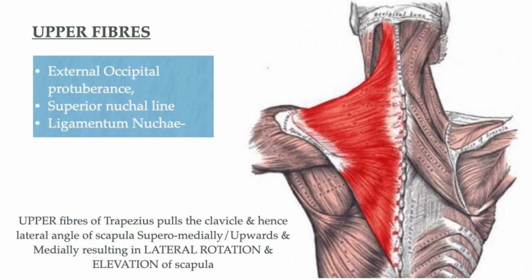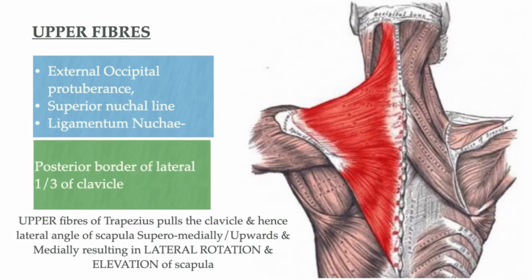We know that the upper fibers originate from the external occipital protuberance, from the medial 1/3 of the superior nuchal line and from the ligamentum nuchae. And these fibers proceed downward and laterally to insert over the posterior border of the lateral 1/3 of the clavicle. And hence we can say that the origin of the upper fibers is at a higher level compared to the site of insertion. And hence, when these upper fibers of trapezius contract, they pull the clavicle and hence the lateral angle of the scapula superomedially, resulting in lateral rotation and elevation of the scapula.